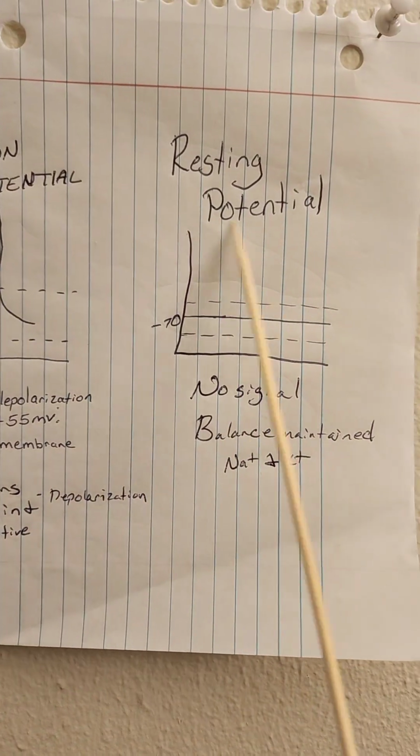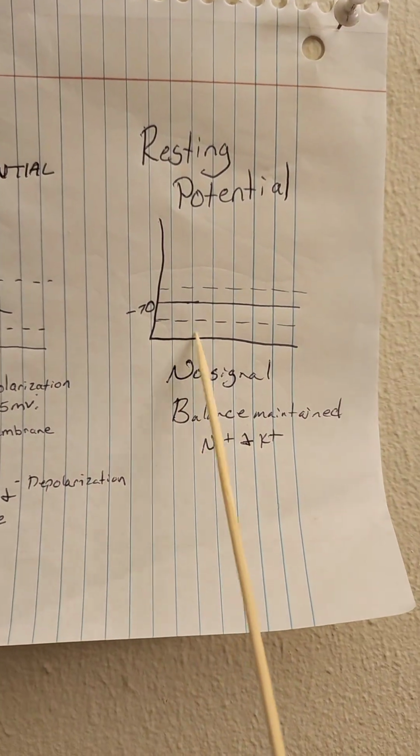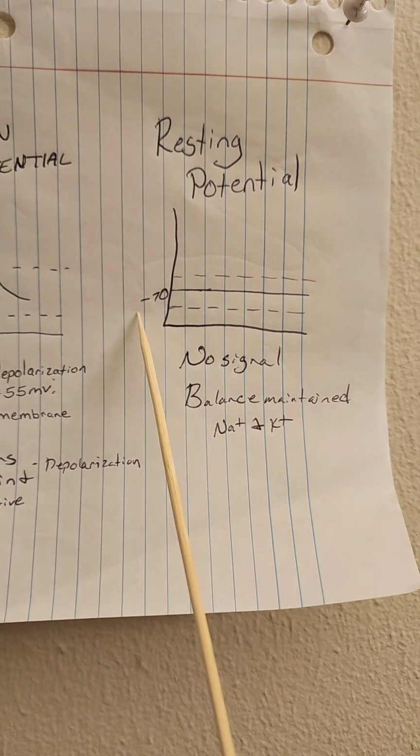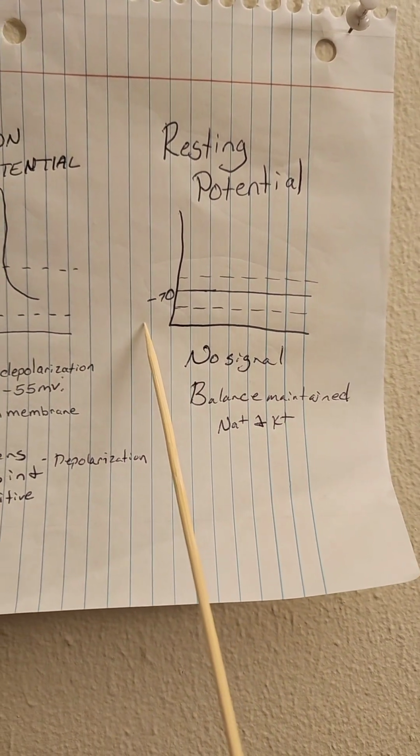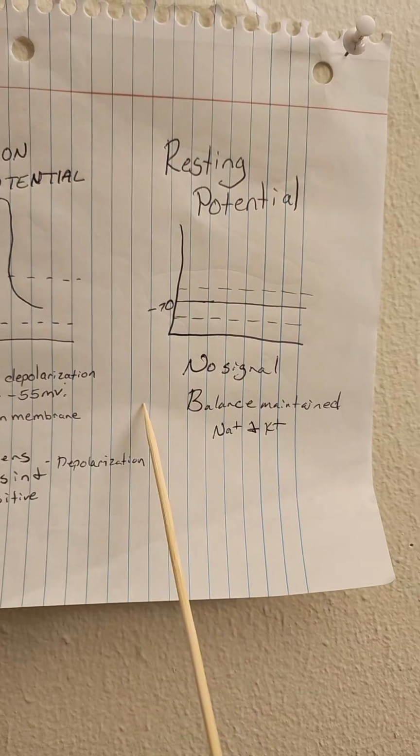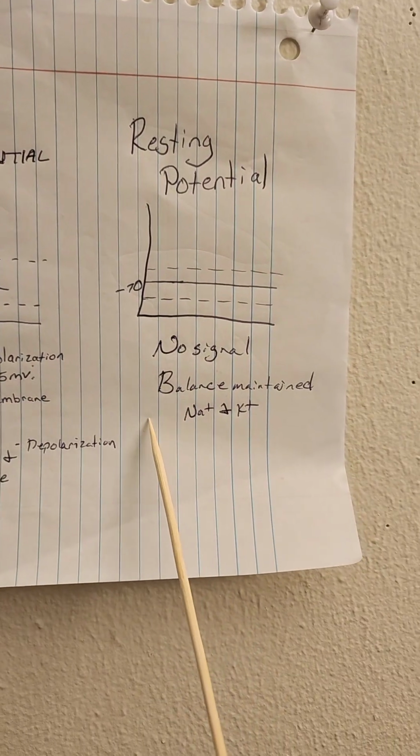And here we have resting potential. As you see, it's just resting. The line just stays at negative 70 mV. There's no signal, and there's a balance maintained between sodium and potassium.